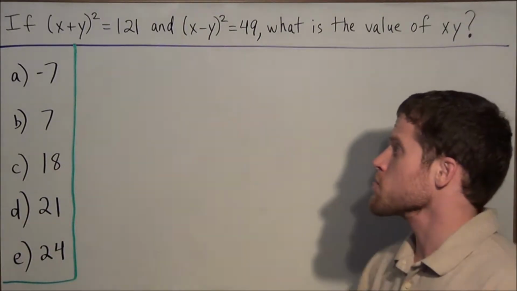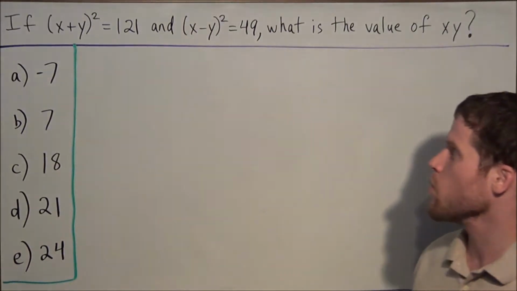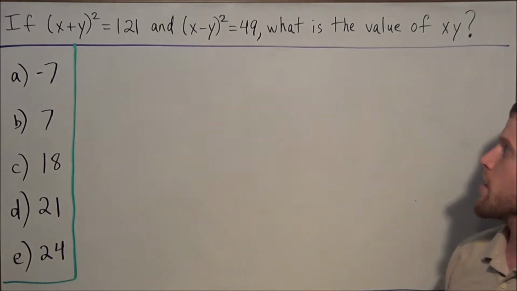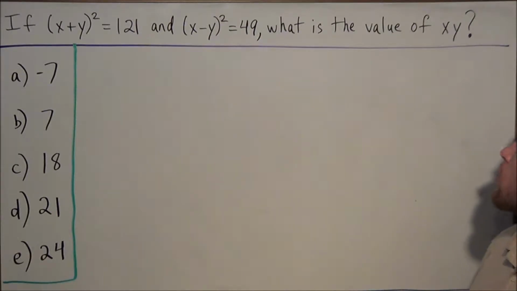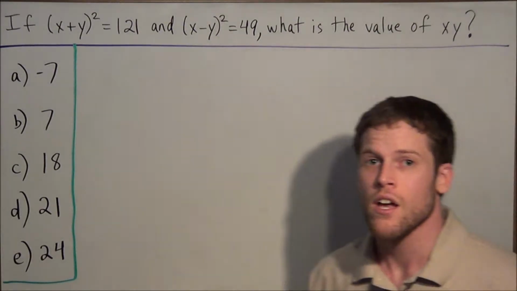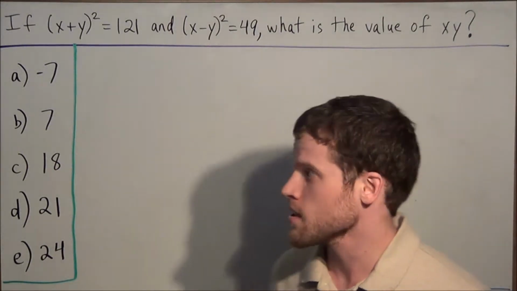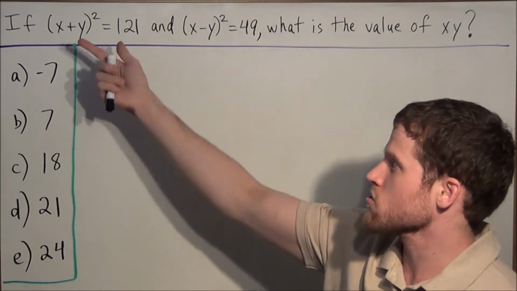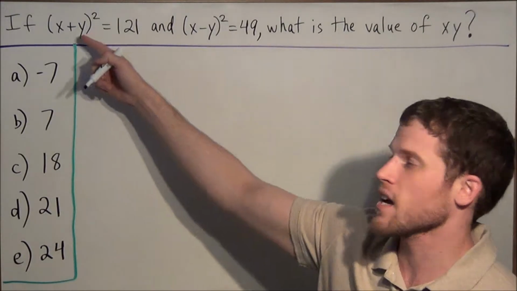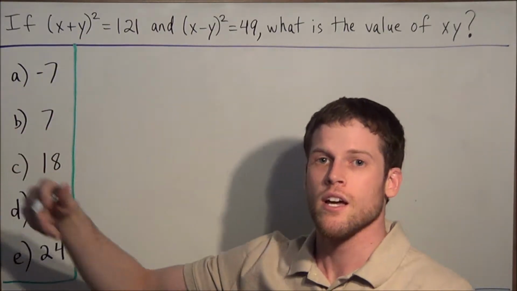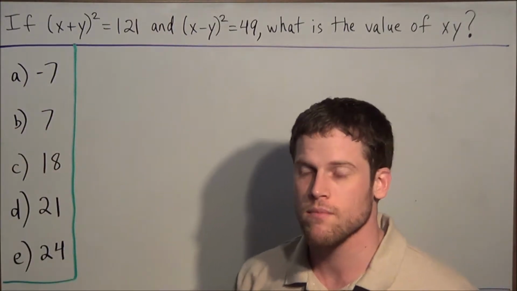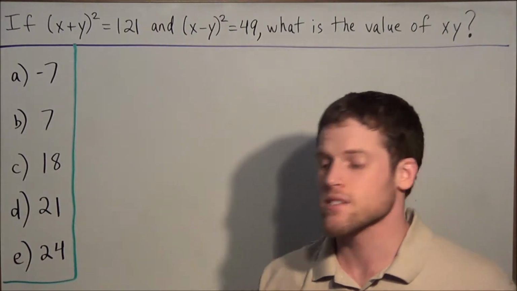So we have, if (x + y)² equals 121 and (x − y)² equals 49, we want to know what is the value of x times y. For a problem like this, and especially because the SAT is a timed test, the most common mix-up is that students are going to try to multiply (x + y) times (x + y). But that's going to take a long time, and the SAT is all about the fastest solution.